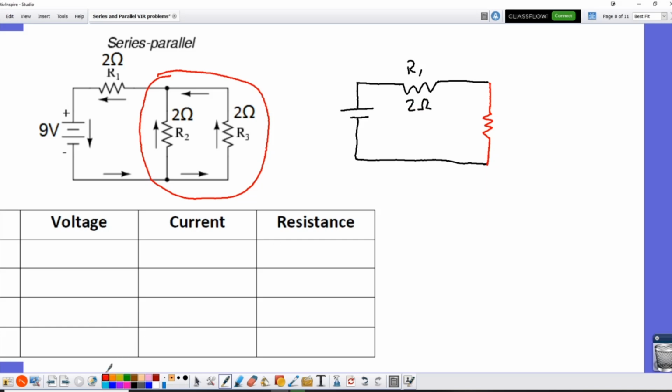We're going to call this resistor 2,3. Okay, so this is going to be a fake resistor. It's basically the equivalent of these two. This is not a real thing, but it's the equivalent resistance if we were to combine resistor 2 and resistor 3 together. And the way we do that is by taking a look at the rules for the resistors. Now these are in parallel with each other, so we have to use the parallel rules.